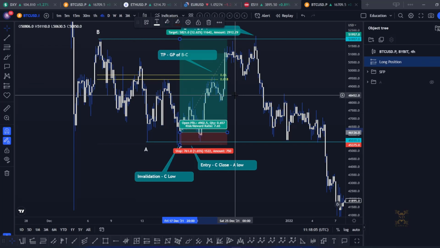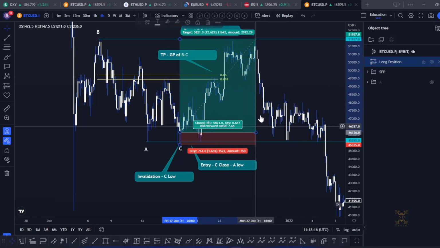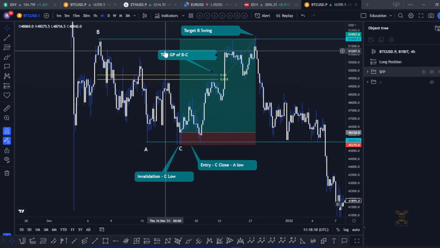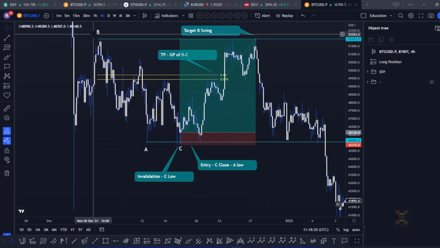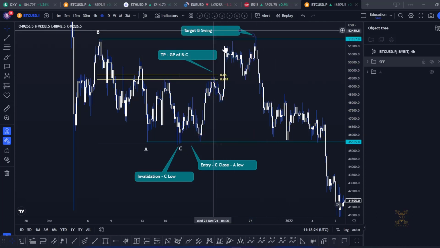If it's traded correctly, you can achieve 90-95% win rate with this type of pattern. The risk reward is gonna be high as well, almost every single time. So essentially, this is how the trade looks like. You're gonna take profit at the golden pocket from B to C, and also your overall target is point B.